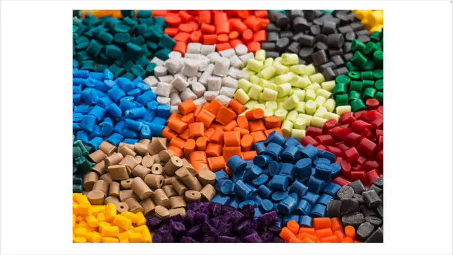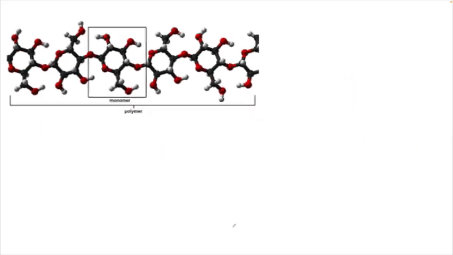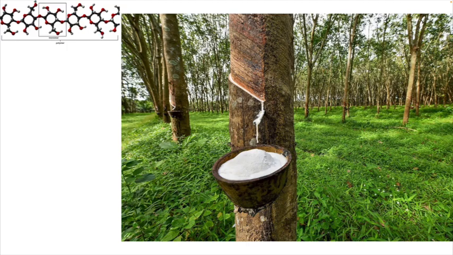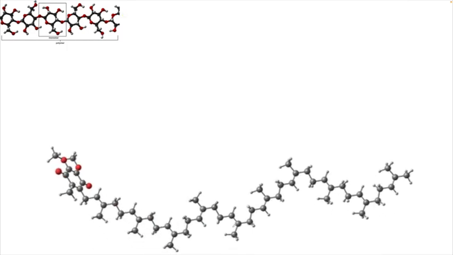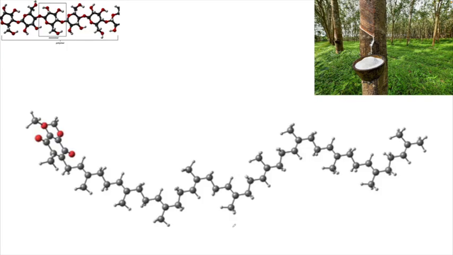From petroleum, we get plastics made of long repeating units called polymers. Each small unit is a monomer, and many monomers together make a polymer. Even rubber, taken from the rubber tree, is carbon based. If you zoom in, the rubber molecule is a long chain of carbons and hydrogens with a few oxygens at the end. These long chains behave like strings.